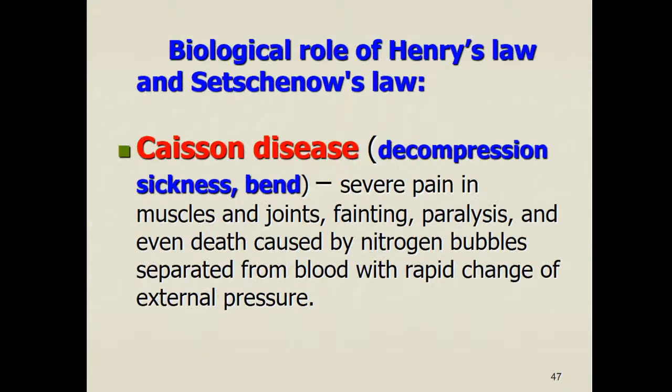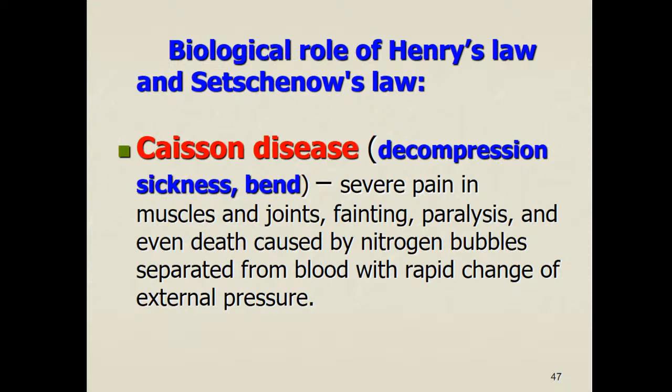So what about the biological role of these two factors, Henry's law and Sechenov's law? In medicine, we can deal with two types of problems. It's caisson disease, in other words decompression sickness, or the bends, and altitude disease, or in some cases we name it mountain disease. So what do we need to know about caisson disease?